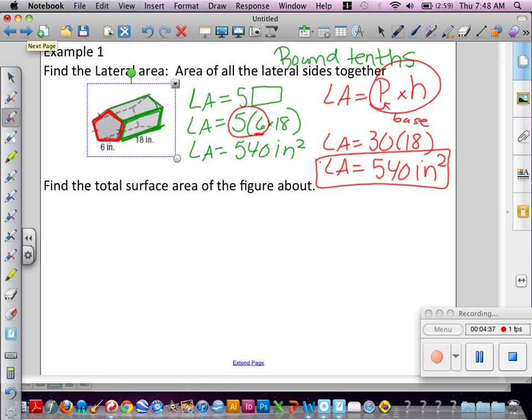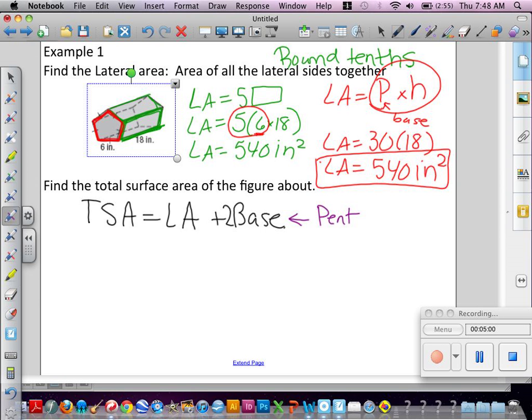Now, we also need to find the total surface area of the figure. And so total surface area would be all the lateral area, or all the lateral faces, plus I have 2 bases, and my bases are pentagons. So I'm going to need to find the area of a pentagon, and then I'm going to have to multiply that by 2.